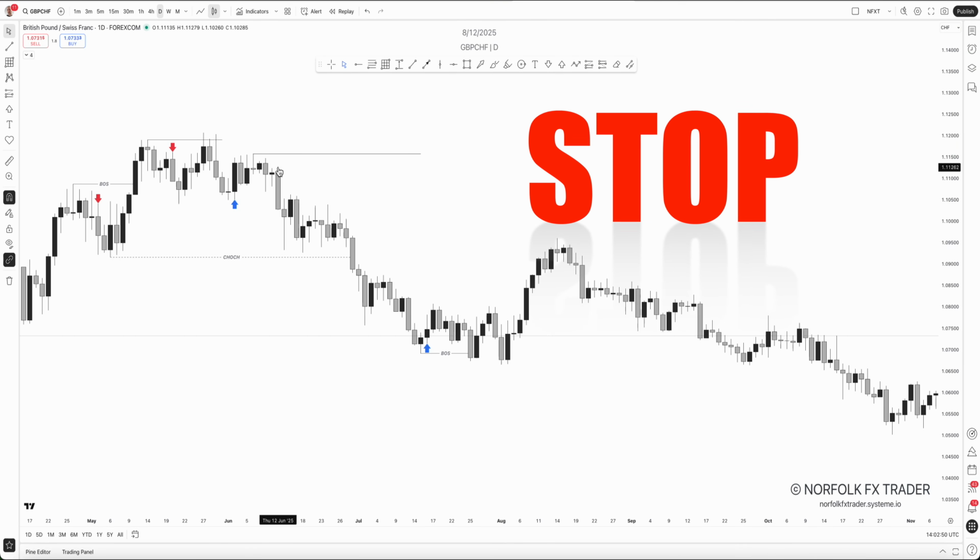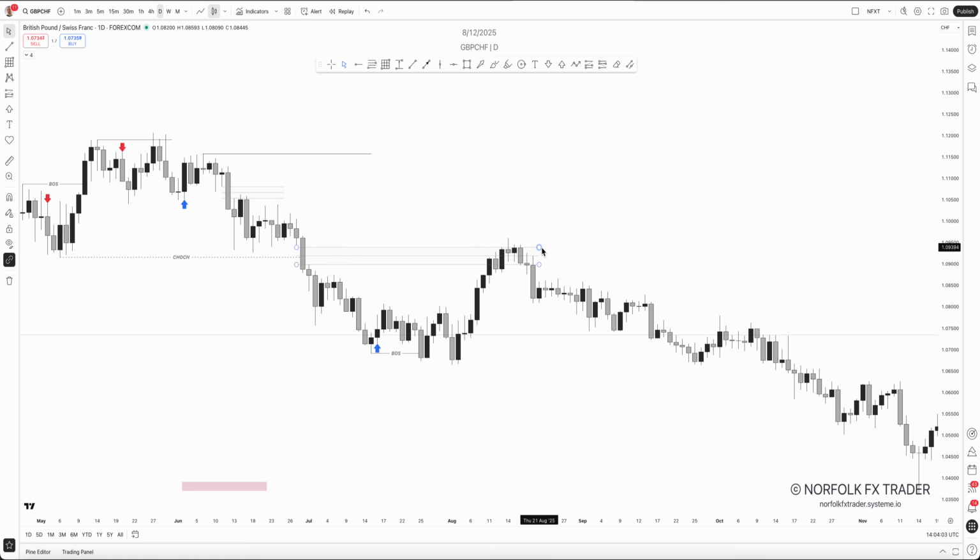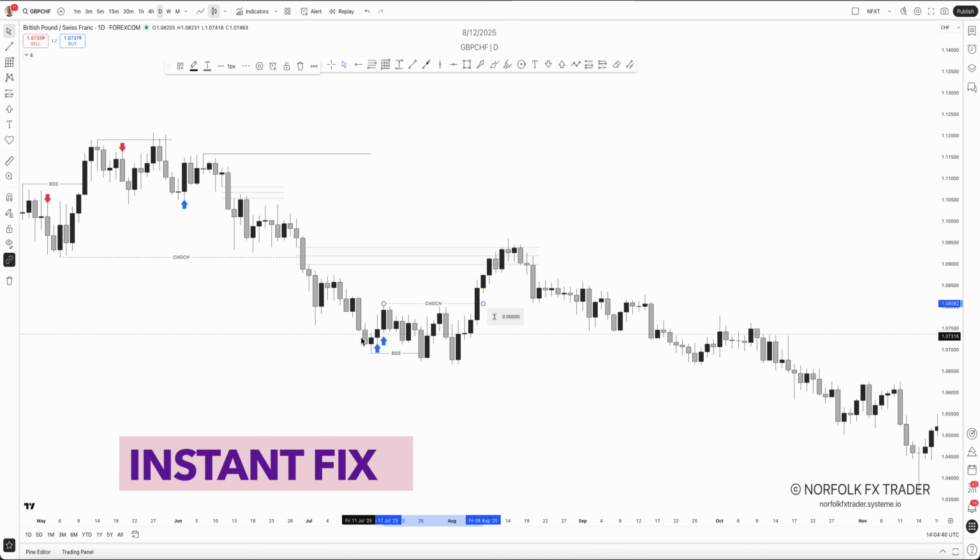If you're still manually drawing balances and structure, you're wasting time and leaving clean profits behind. The key is seeing market structure and imbalance logic instantly on every chart. Let me prove it right now.